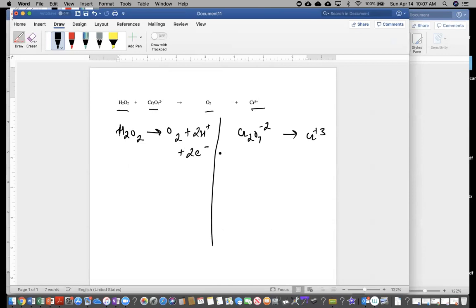Now we're done with this side. That's the last step, okay? Now we go to the other side and do the same thing.